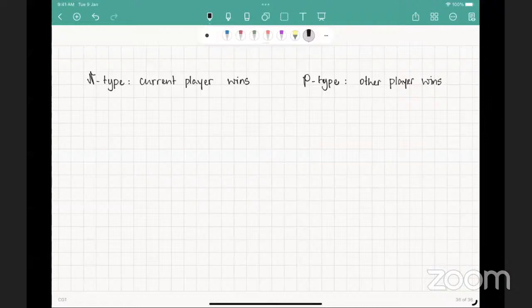Okay, so let's just recall the notation here once again. A game's outcome is labeled N if the current player, the player who has the turn starting at that game, has a winning strategy from that position. And it's a P-type otherwise. So if the current player doesn't have a winning strategy, then the other player does.